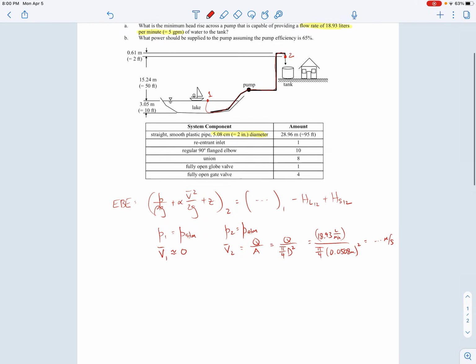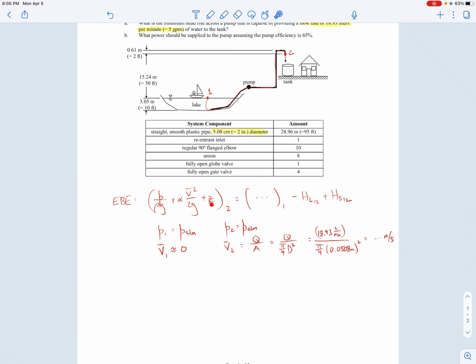Okay, now we have Z2 and Z1. Well, Z1, let's put that as our reference point. So we can put Z there. So Z1 would be equal to 0, and Z2 would be this height right here. So you can see that that would then be 15.24 meters. Okay, so far so good.